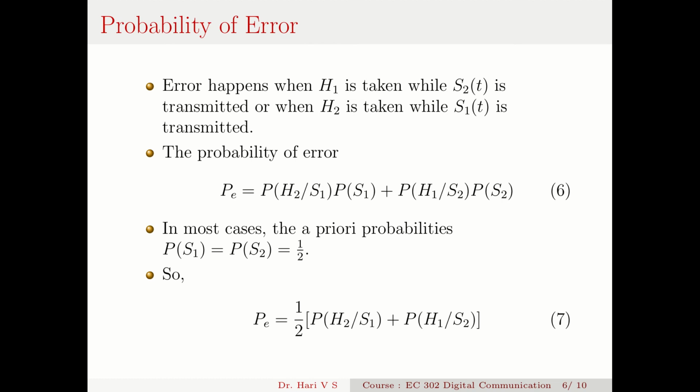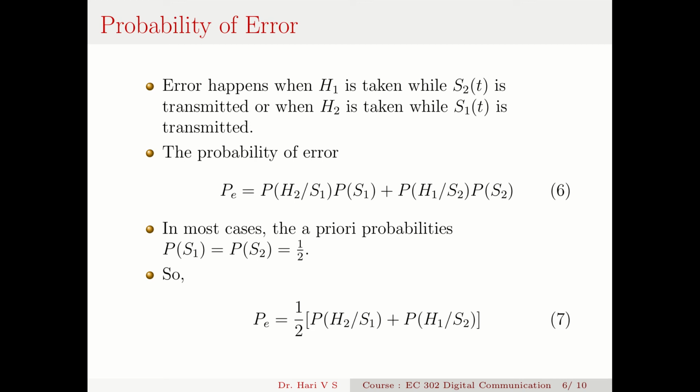Now an error happens when H1 is taken while S2(t) is transmitted, or when hypothesis H2 is taken when S1(t) is transmitted. So the probability of error in this binary transmission is P(H2 given S1) times P(S1), the conditional probability times the marginal probability, plus P(H1 given S2) times P(S2). You make a mistake when you take hypothesis H2 when S1 is transmitted, or hypothesis H1 when S2 is transmitted.